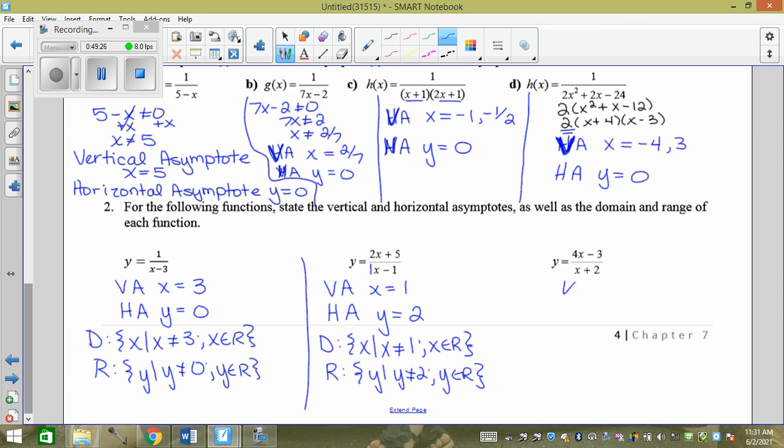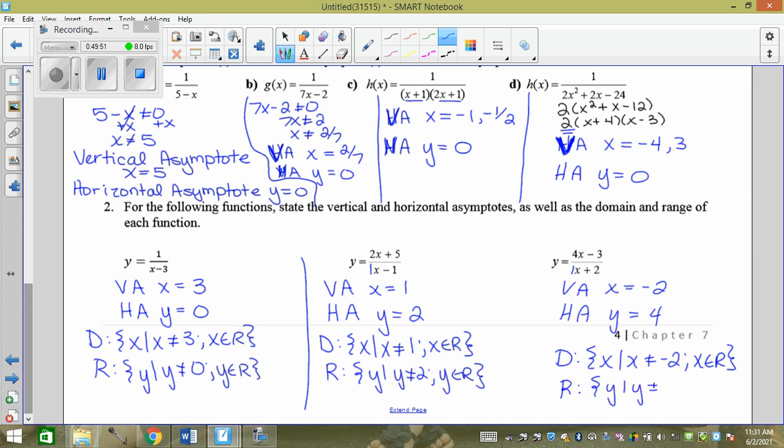This one, quiet please. Vertical asymptote, why is it 2? Oh, never mind. Fraction. X equals -2, horizontal asymptote. It's going to be 4 over 1, so y equals 4. Domain, x such that x cannot equal -2, x is an element of the reals. Range. Then your homework is done for today. Please wipe off your desk.